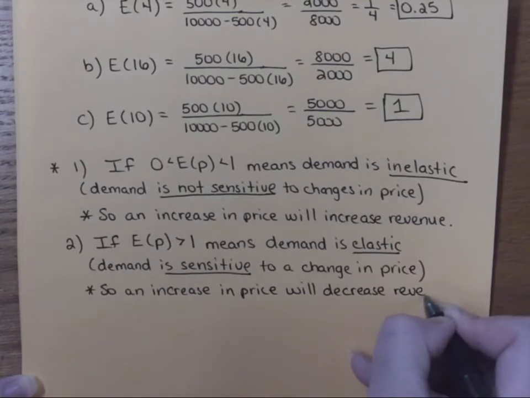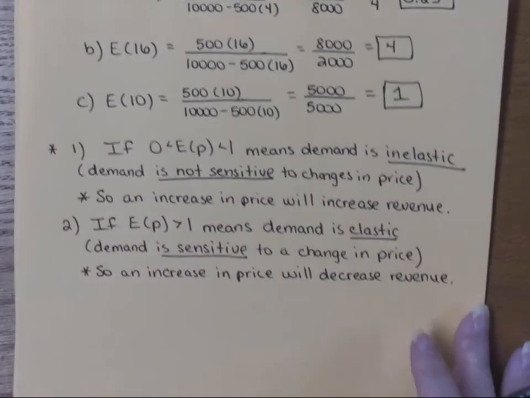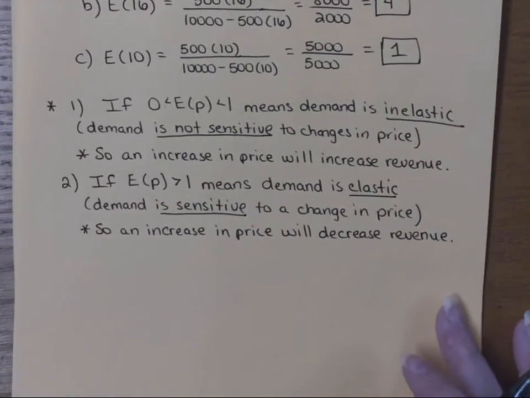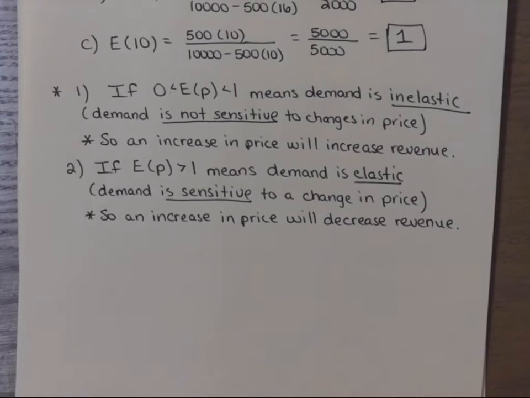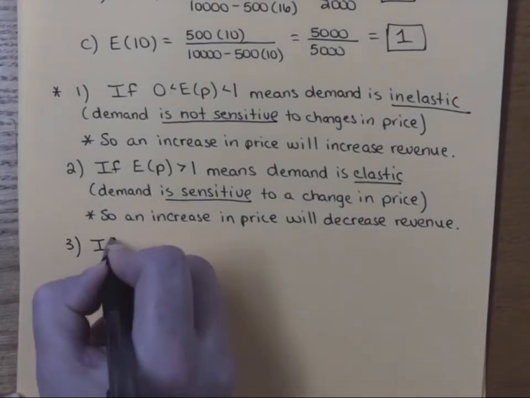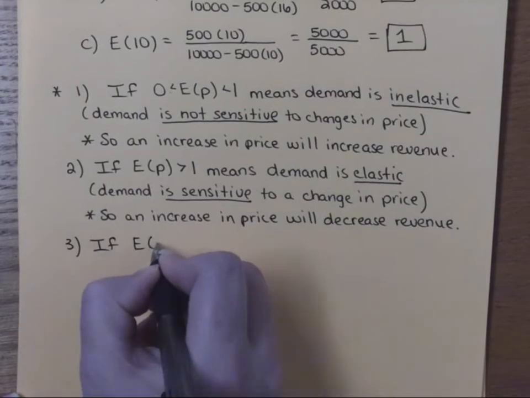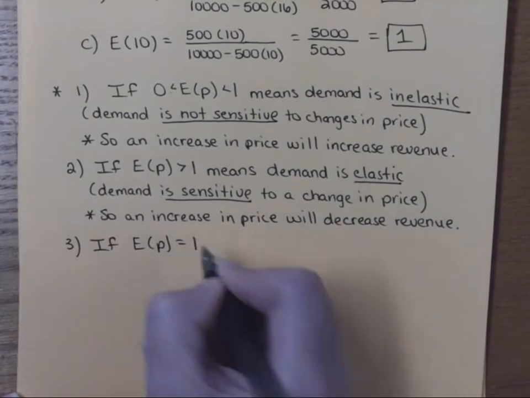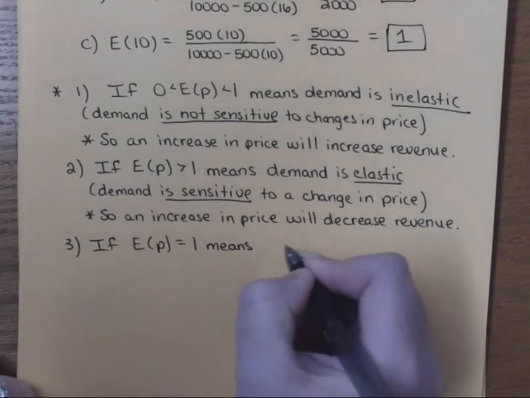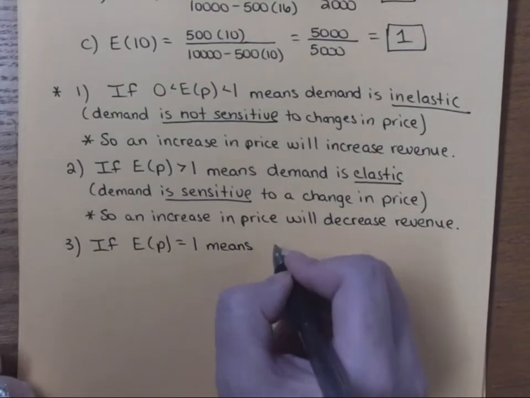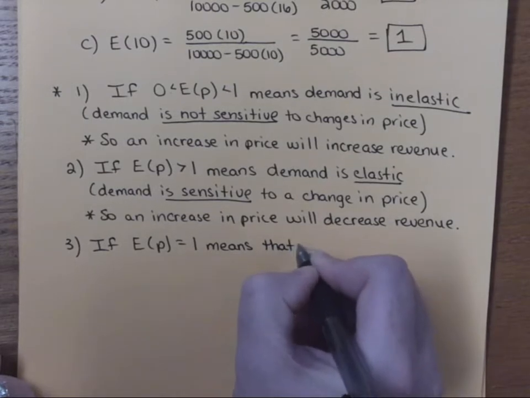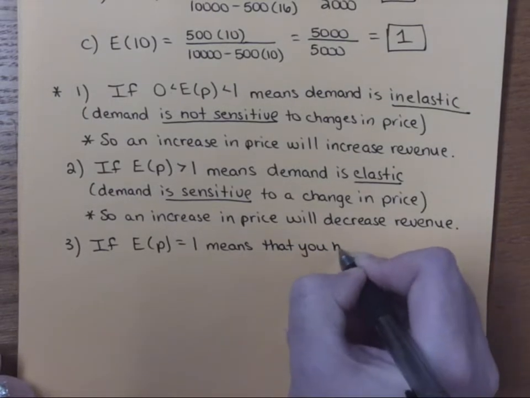In other words, you've made your consumers be like, nope, that's it. I'm not buying that product anymore. It's too expensive. There does come a time in most products where you're charging too much and they just won't buy it anymore. And then the last scenario is if it is exactly 1. If it's exactly 1, it means you have a unit demand.